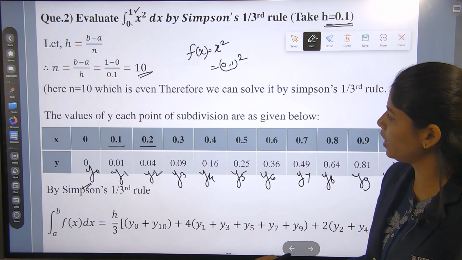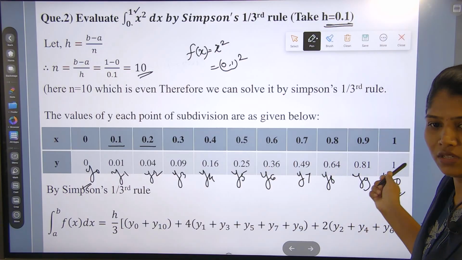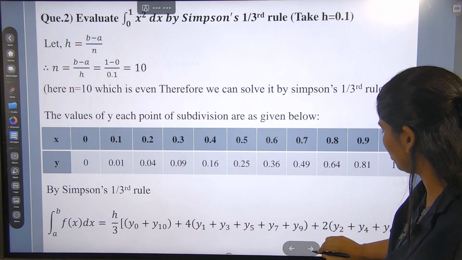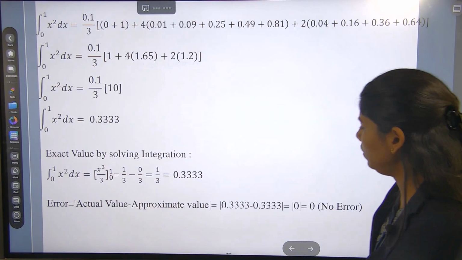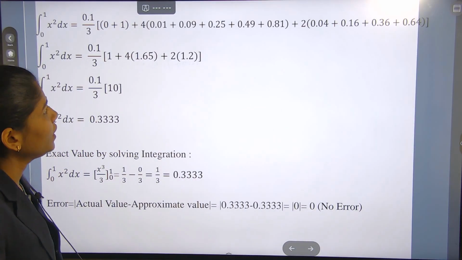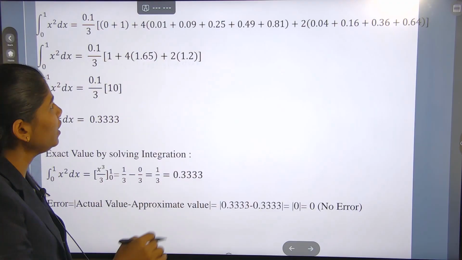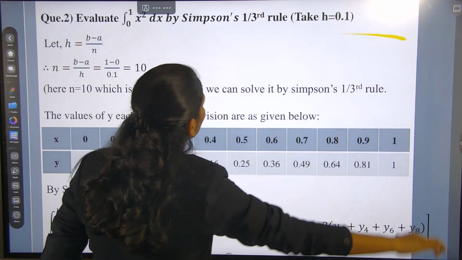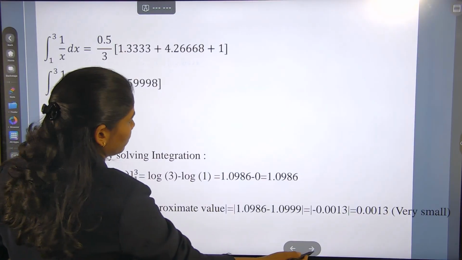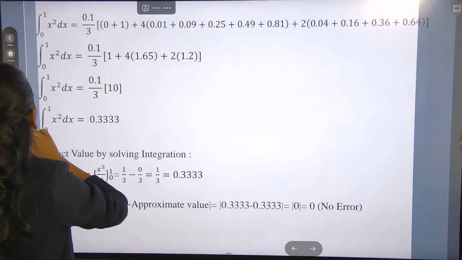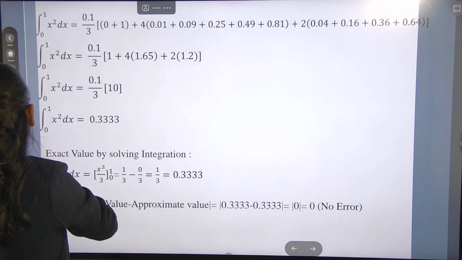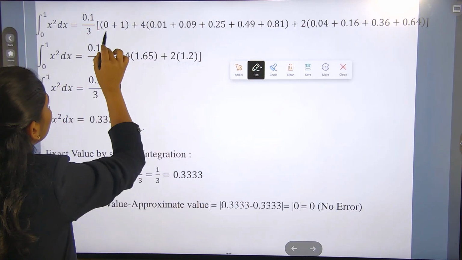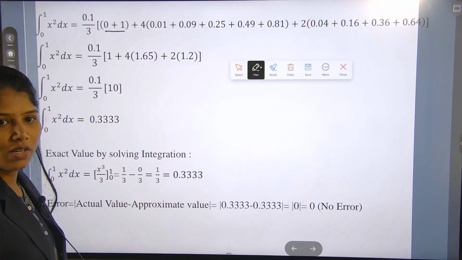Put in the respective values. We know all values of yn. So put those values in that formula and we will get the solution. So here we have put in all the values. Okay, so solve this bracket first, again solve this bracket and then solve this bracket. So we get here the first bracket, 0 plus 1, so the answer is 1.